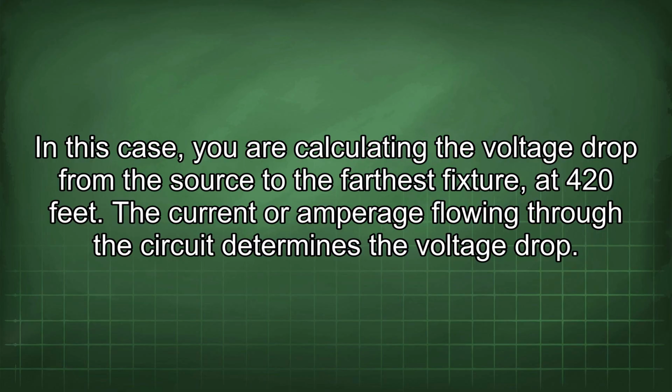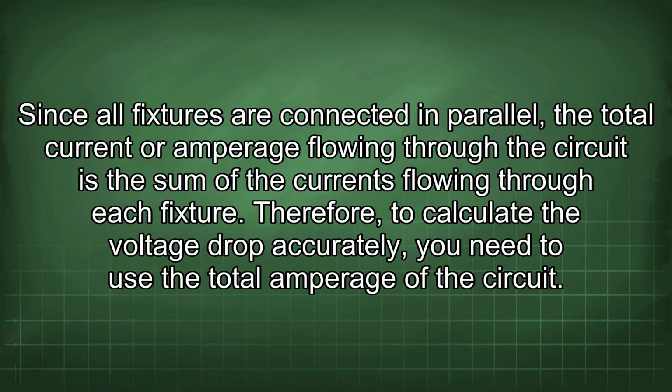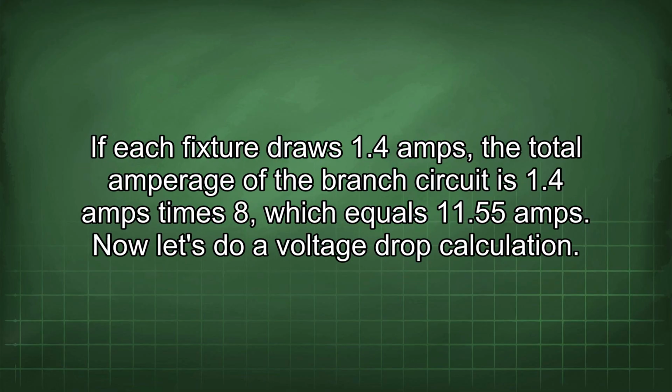The current or amperage flowing through the circuit determines the voltage drop. Since all fixtures are connected in parallel, the total current or amperage flowing through the circuit is the sum of the currents flowing through each fixture. Therefore, to calculate the voltage drop accurately, you need to use the total amperage of the circuit. If each fixture draws 1.4 amps, the total amperage of the branch circuit is 1.4 amps times 8, which equals 11.55 amps. Now let's do a voltage drop calculation.